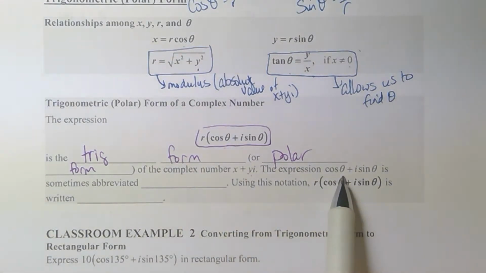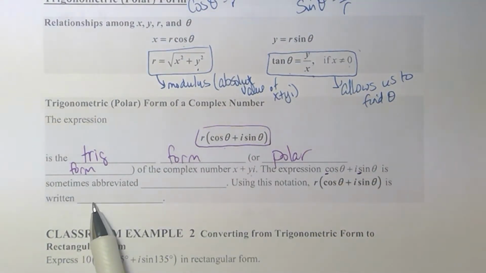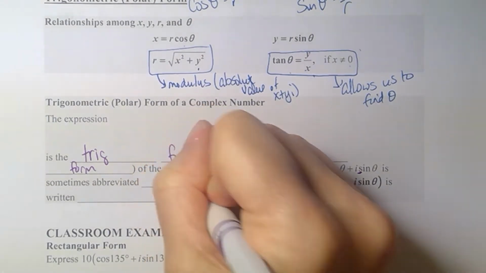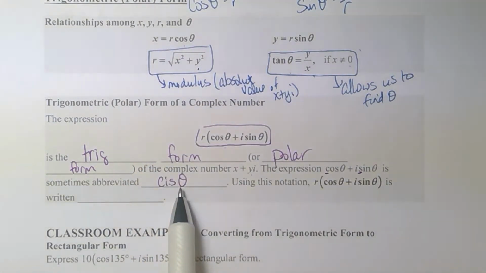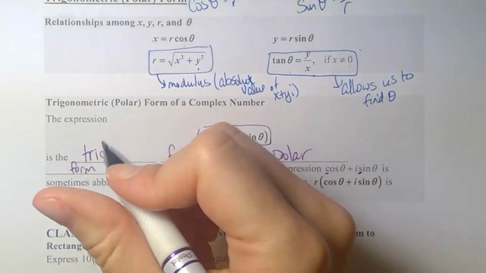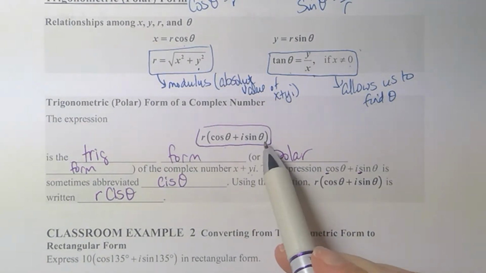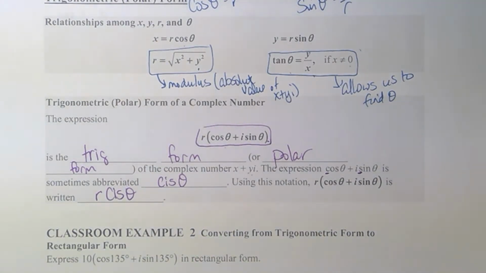This expression, cosine theta plus i sine theta, is sometimes abbreviated as CIS theta. So cosine theta plus i sine theta can be abbreviated as CIS theta. Using this notation, r times cosine theta plus i sine theta is written as r CIS theta. So you can either write it out the long way, or you can shorten it and use the abbreviation. Remember, this is just a new piece to our language. You know the language of math, and we're just adding a little bit of new vocabulary.